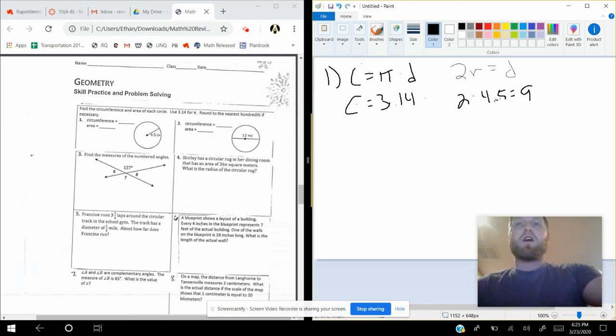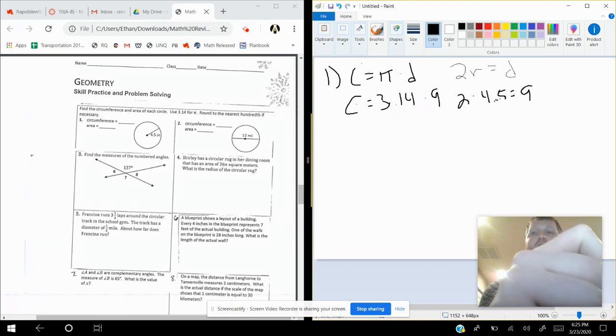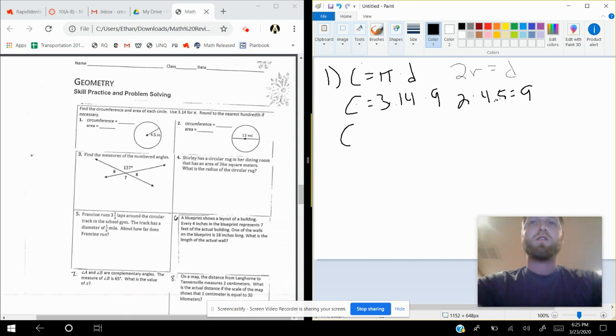Okay. So we got 9 inches for our diameter. So we're going to take 9 and plug it in for diameter. If you have a calculator, take 3.14, multiply it by 9. Okay, we get 28.26. Now it tells you to round to the nearest hundredth. The nearest hundredth is 2 decimal places behind the decimal. So C equals 28.26, and that is going to be inches.